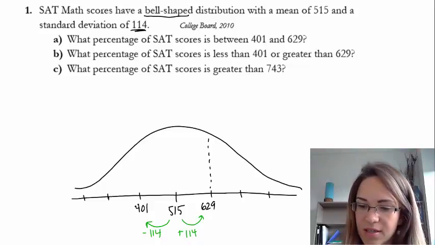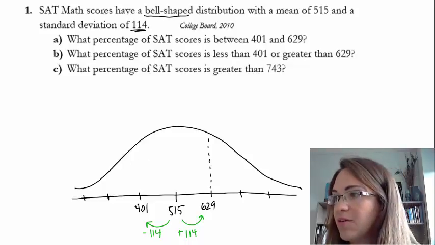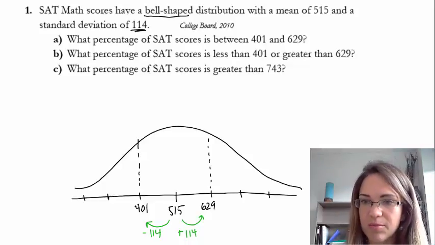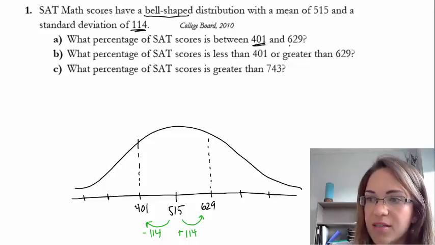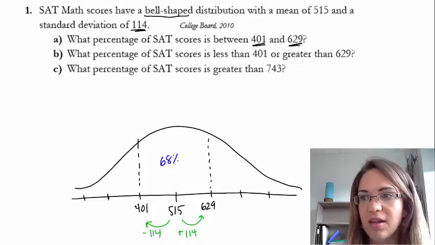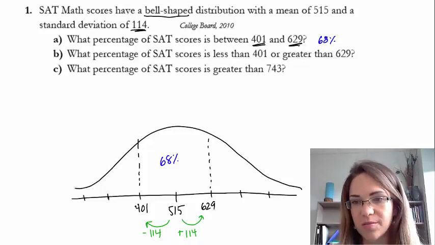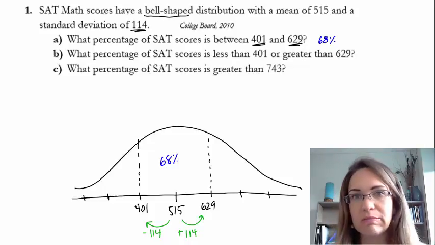So within 1 standard deviation of the mean, which we've now drawn, we can talk about the percentage of scores between that. Between 401 and 629, we would expect to see 68% of the data values because of the empirical rule. We're within 1 standard deviation of the mean. But what if we go further? Let's just complete the curve.